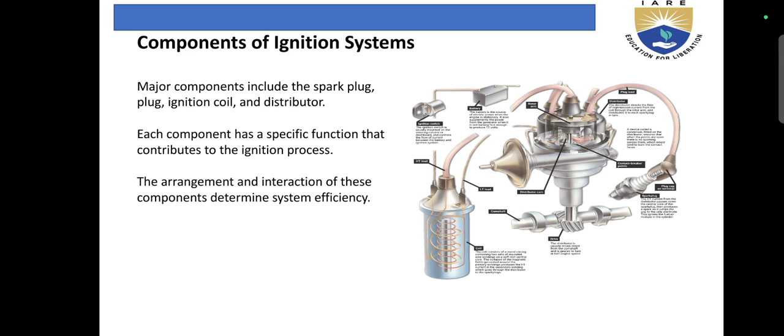Components of the ignition system. Major components include the spark plug, ignition coil, and distributor. Each component has a specific function that contributes to the ignition process. The arrangement and interaction of these components determine system efficiency.